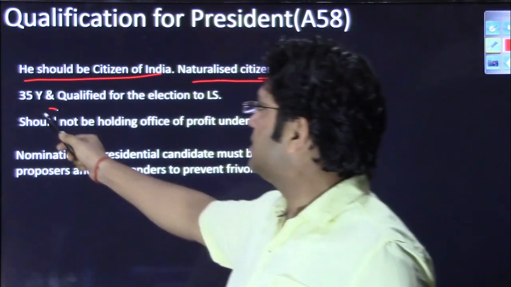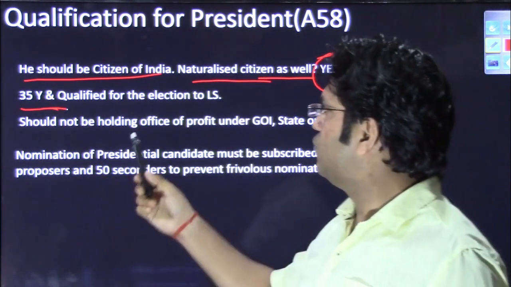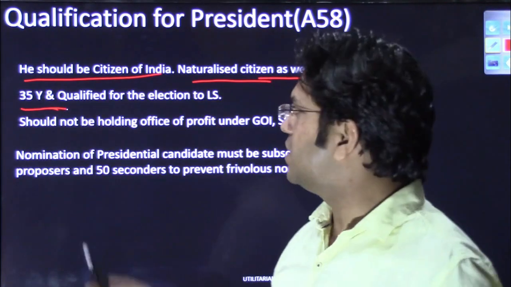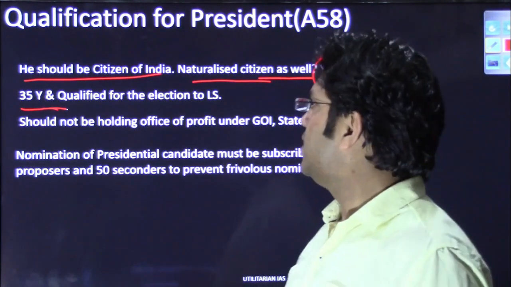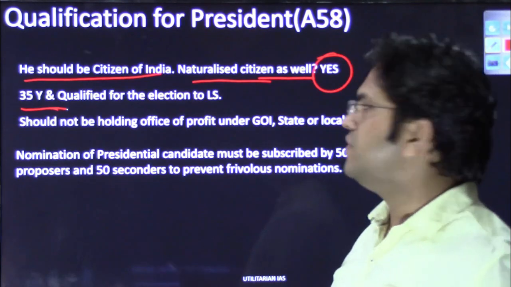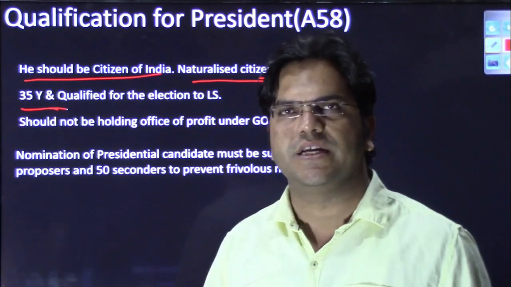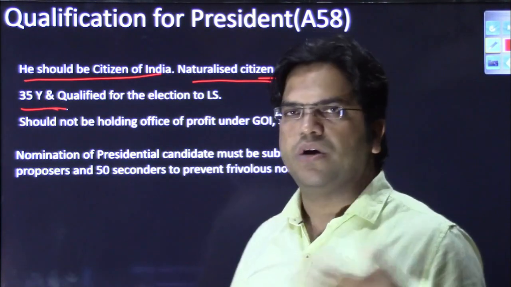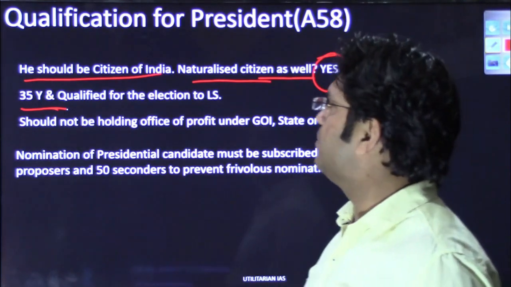The second criteria is that he should have completed 35 years of age. Now if you notice, the lower age limit is mentioned, but there is no upper age limit, right? So even if you are 87 years old, 88 years old, right, there is no provision, the constitution is silent on this. So unlike other constitutional functionaries like CAG and High Court judge, which have that upper age limit, in this case you do not have any upper age limit.